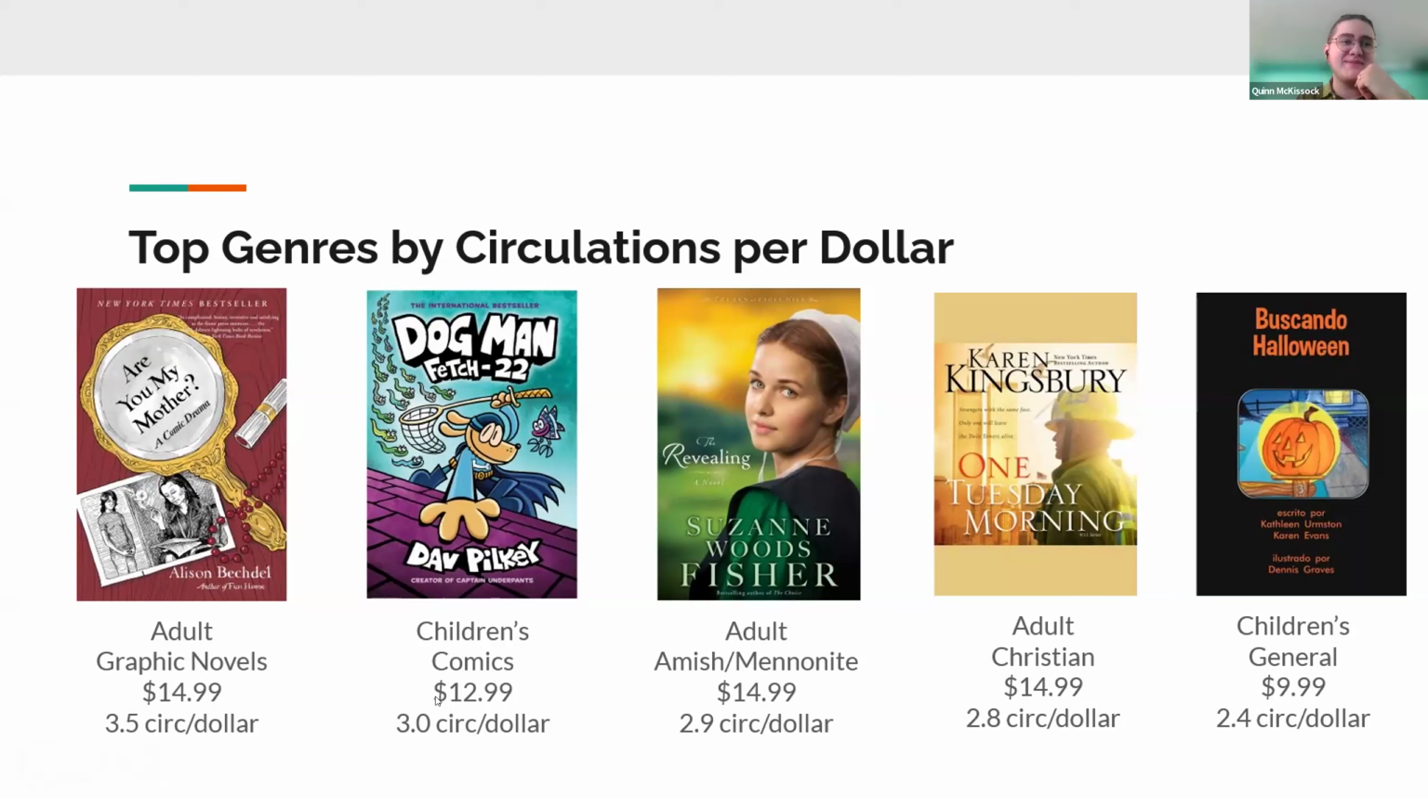And we can see, right, that's because they are very popular. We saw earlier, right, that particularly children's comics were dominating children's, and they're pretty reasonably priced. And then some of our other genres that we can see is, right, the adult Amish Mennonite Christian. Again, less popular, not a dominating genre, but very reasonably priced compared to other options. And then our general children's is very, very popular and in general a lower price point than both adult and teen titles.